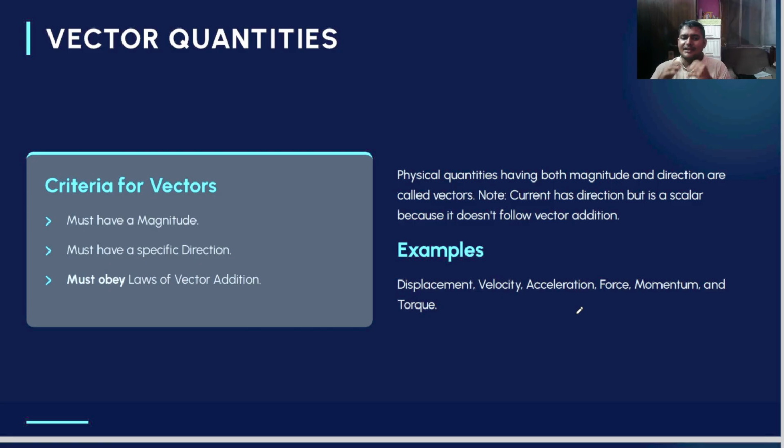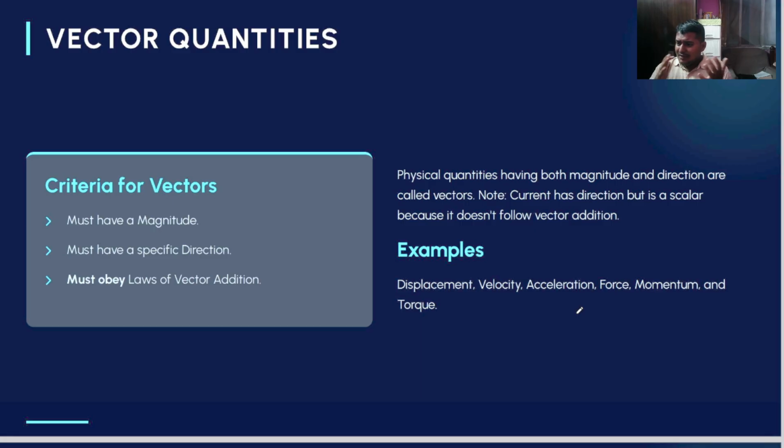Now coming to the vector quantity. A quantity which follows the following criteria is called a vector quantity. They must have a magnitude, they must have a specific direction, and they must obey the law of vector addition. So a quantity fulfilling the above criteria is called a vector quantity. Physical quantities having both magnitude and direction are called vectors.